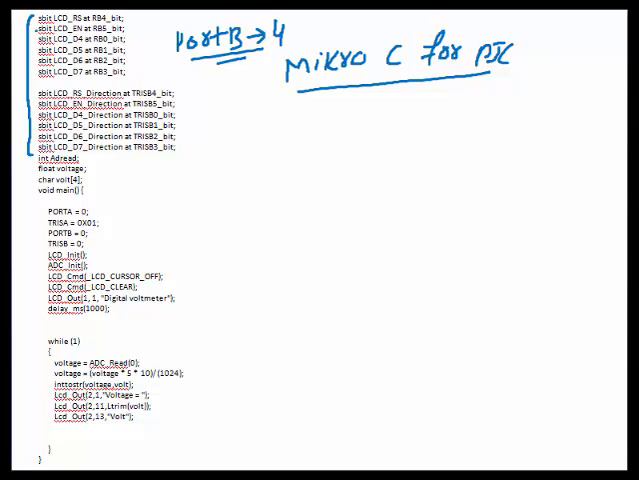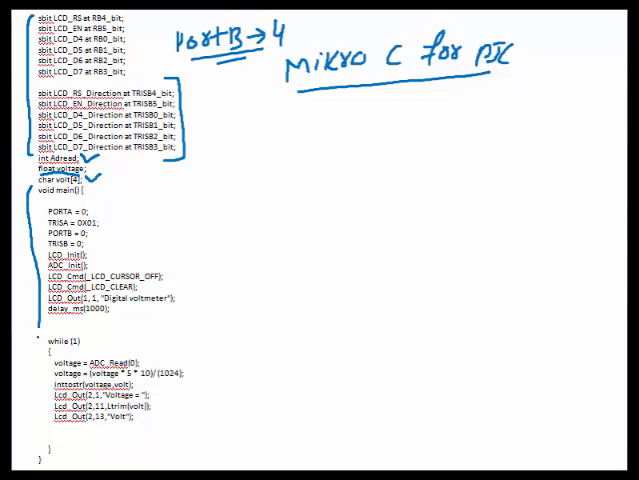So this tells the compiler we have connected hardware pins in this fashion. RS pin of LCD connected with RB4, enable pin of LCD connected with RB5, and so on and so forth. These lines define the direction of port, and after that we have defined integer variable AD read, and after that we have defined voltage, float voltage, and here we define a character.